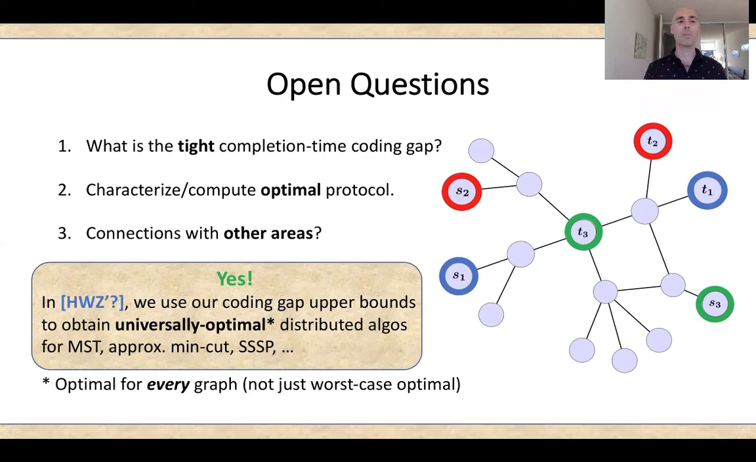Okay, so going back to question 3, apparently there are connections between these network coding questions and other areas of TCS. So let me refine this question and ask whether or not there exist more such connections with other areas of theory.